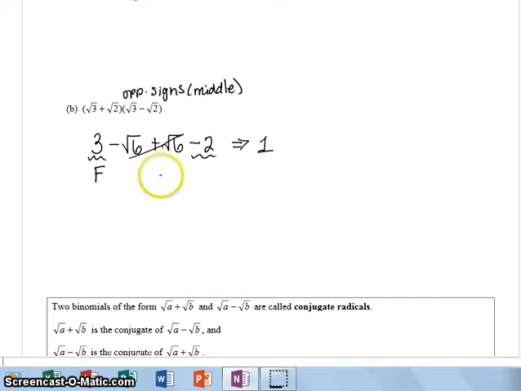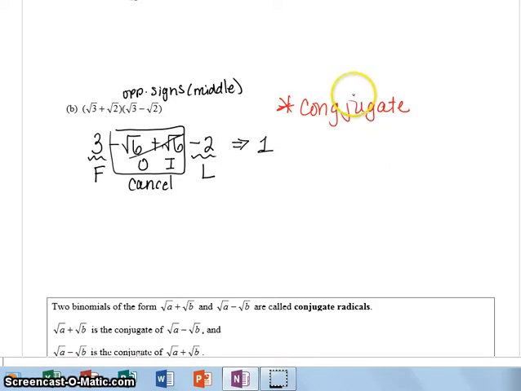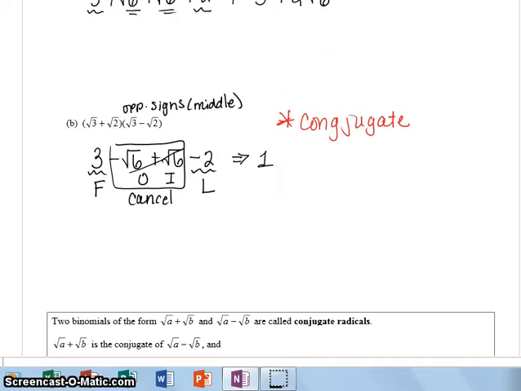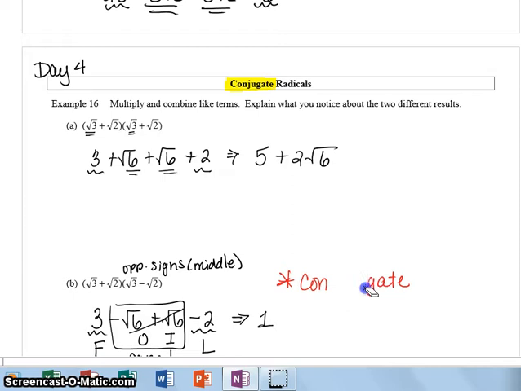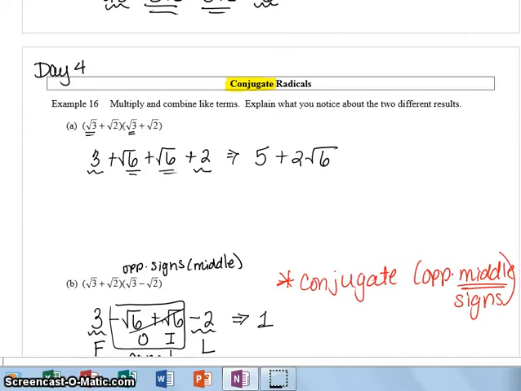So this was the first, this was the last. The outers and the inners will always cancel each other out because they're opposites. These are called conjugates. Conjugates, I spelled that completely wrong. There's no G. Sorry, guys. Conjugates is where they have opposite middle signs. Only their middle signs are opposite.